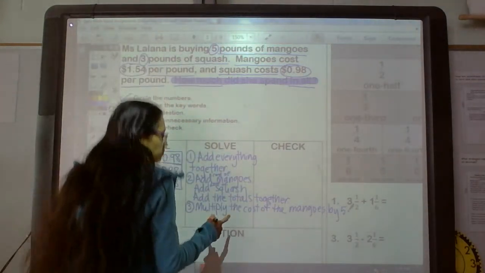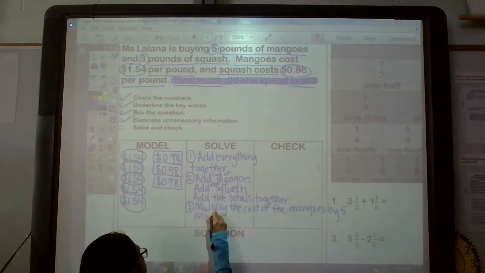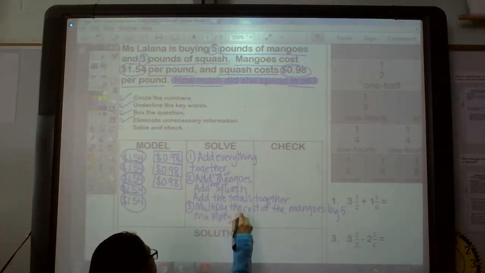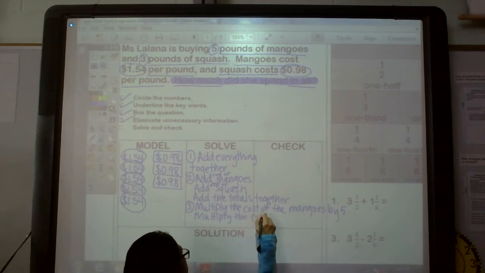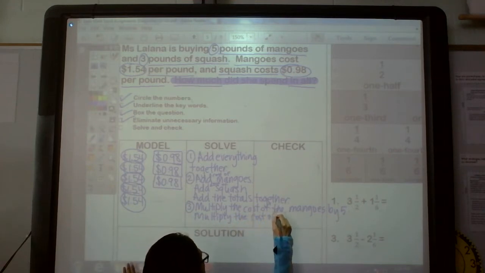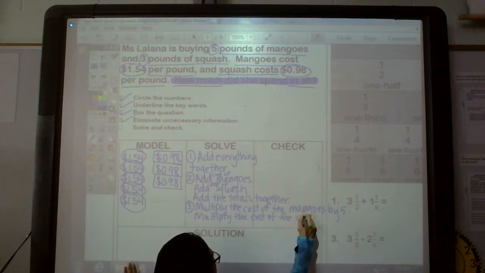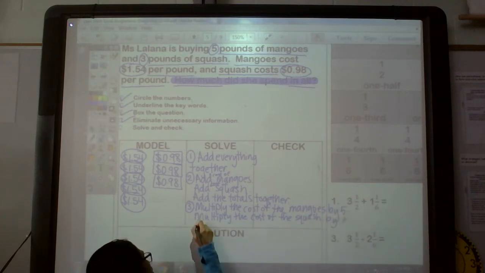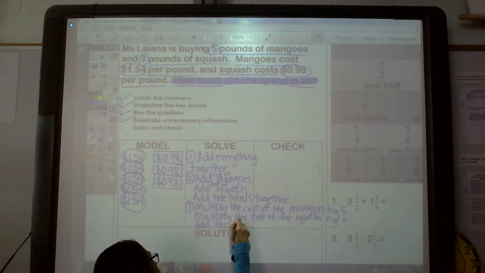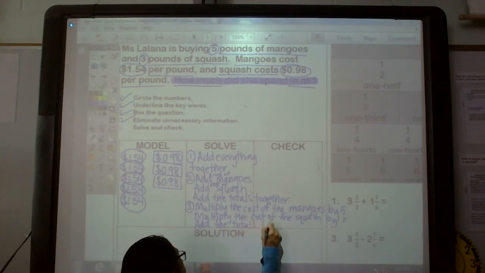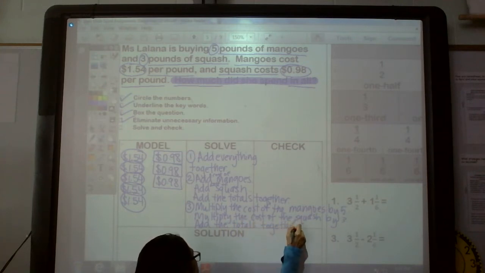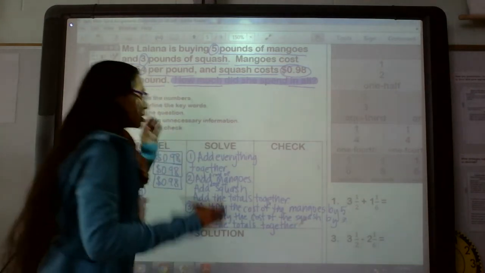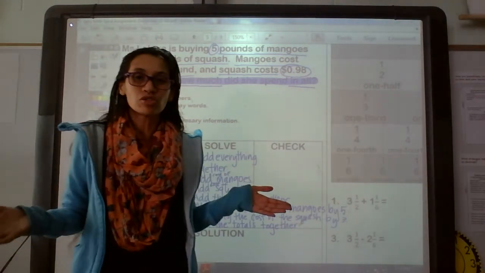So multiply the cost of the mangoes by 5, and then you multiply the cost of the squash by 3. If I write in cursive, would you all understand that? What? Some of you all can't read cursive? Oh my, that's not good. So multiply the cost of the squash by 3, and then what? Not multiply the totals, add the totals together. Bam, right there, okay?